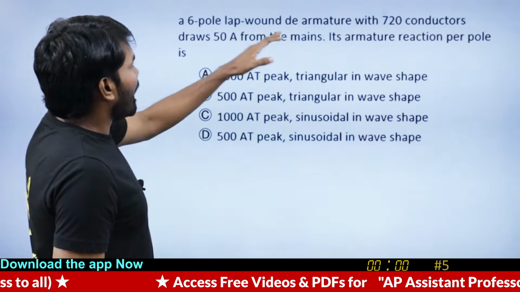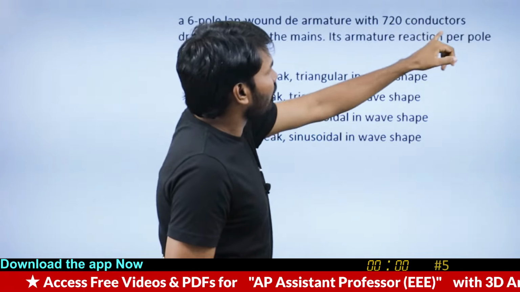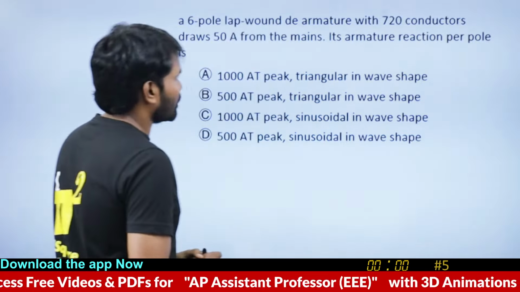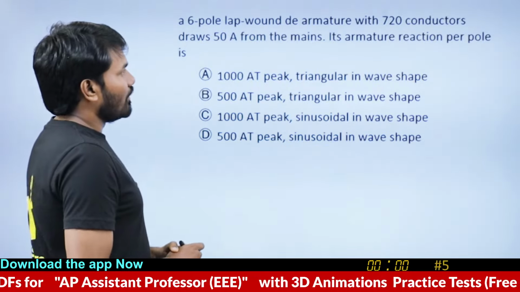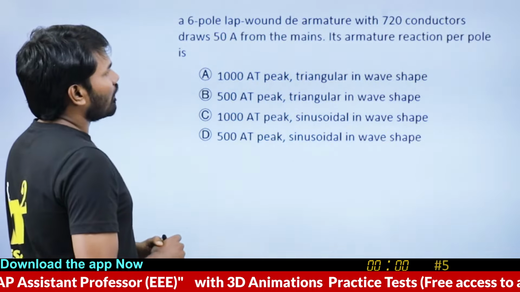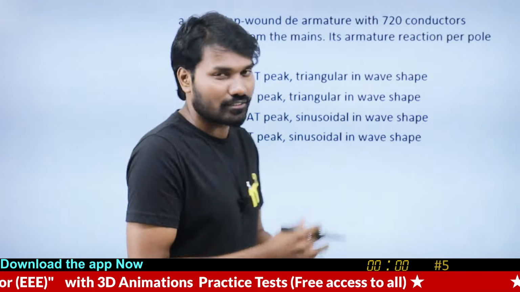A 6-pole lap wound DC armature with 720 armature conductors draws 50 ampere from the mains. Its armature reaction per pole, armature reaction effect.